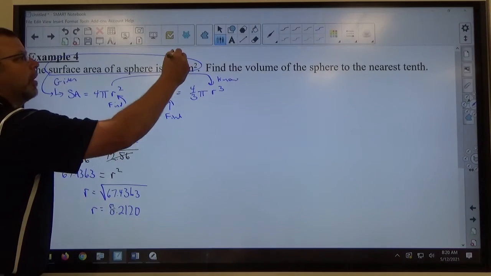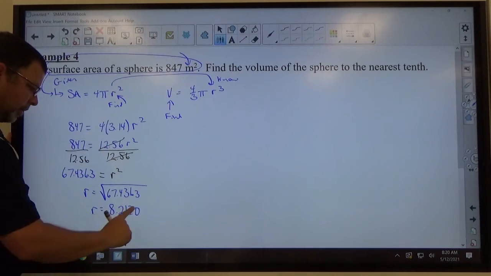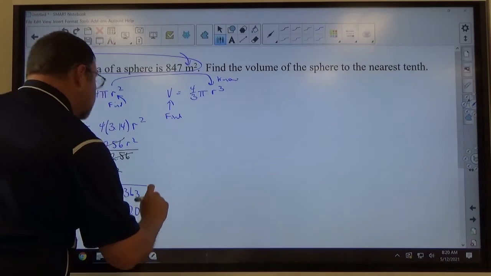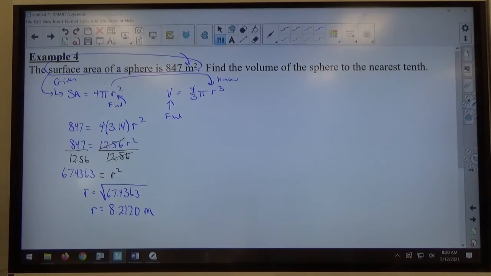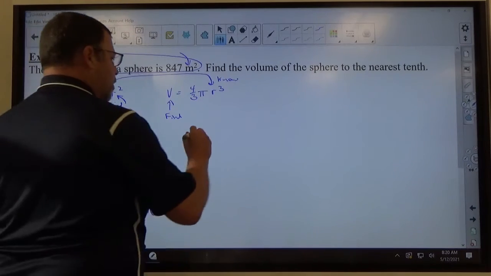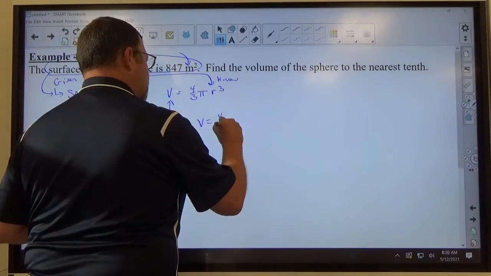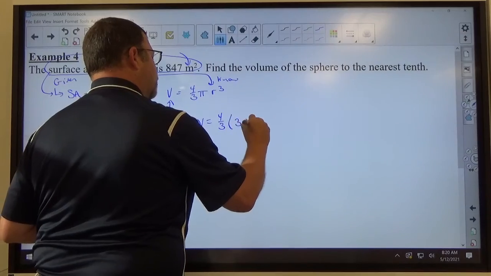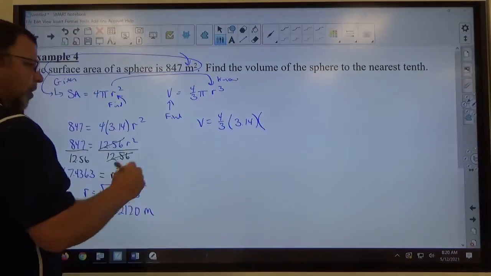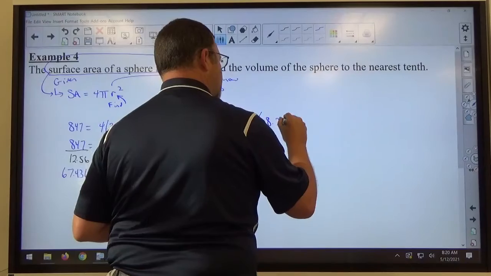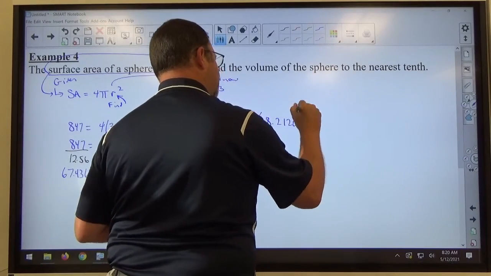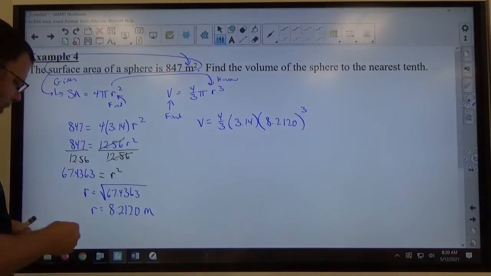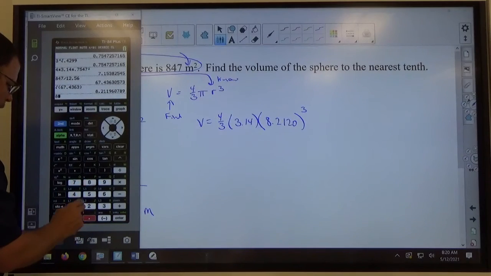And again, notice the unit here is 847 square meters, so this is going to be 8.2120 meters. Your radius is always going to be just a unit of length. It should match the unit that's being used for area or volume. Once you know what the radius is, it says we're supposed to find the volume. So again, my volume is equal to 4/3 times pi, which is 3.14, times r cubed, and r is 8.2120 cubed. So I'm going to type 8.2120 cubed first.